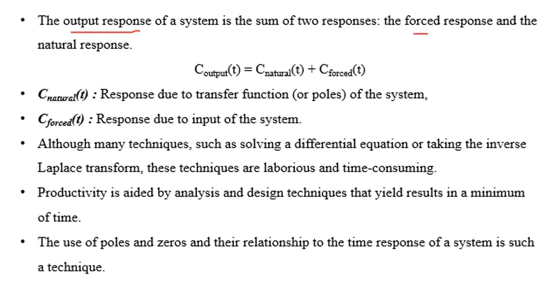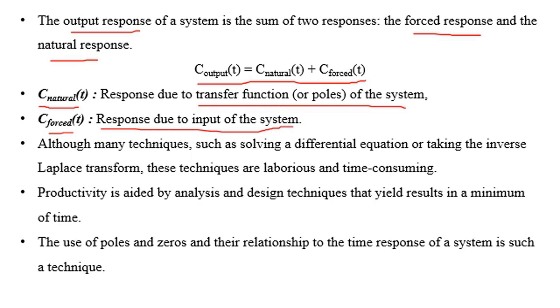The output response of a system is the sum of two responses. One is the forced response and the second is the natural response. Now, the natural response is due to the transfer function or the poles of the system, whereas the forced response is due to the input of the system.